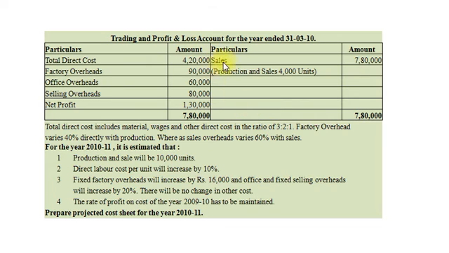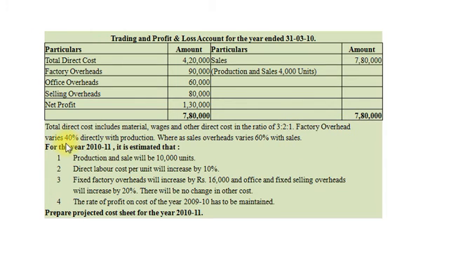Here we have given information of sales that 4,000 units sold for rupees 7,80,000, and there will be no closing stock because entire production is sold out. Direct cost total rupees 4,20,000, which includes material, wages and other direct cost in the ratio of 3:2:1. So material cost will be 4,20,000 into 3 by 6. Labor cost will be 4,20,000 into 2 by 6, and direct cost will be 4,20,000 into 1 by 6.